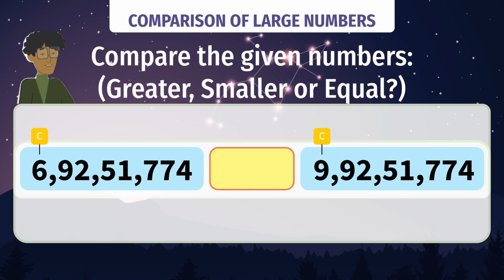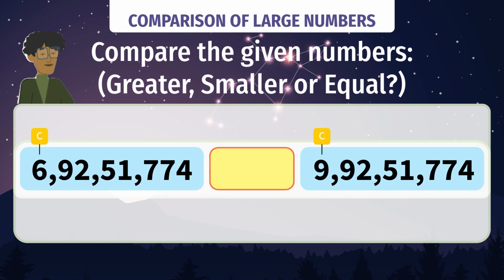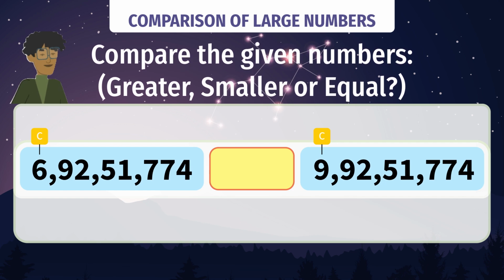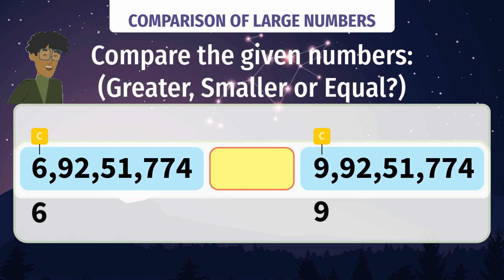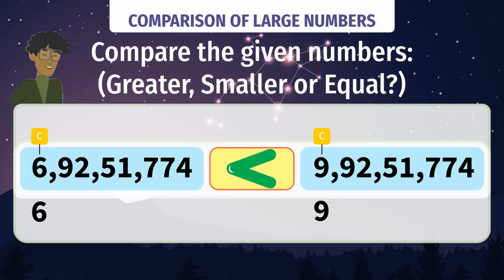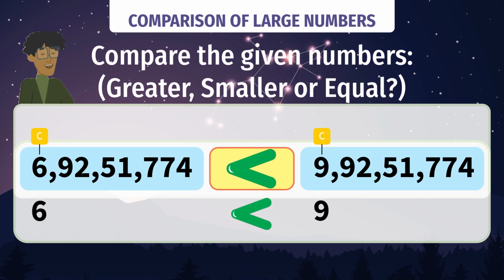Remember, start from the highest place value. Here, it is the crore. The first number has 6 crores, the second has 9 crores. Clearly, the first number is smaller than the second number.